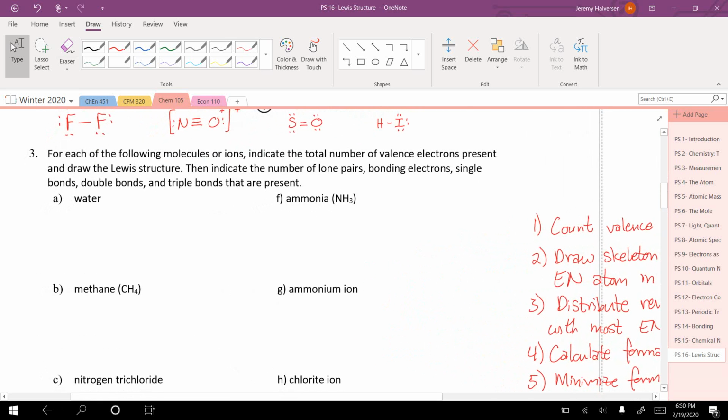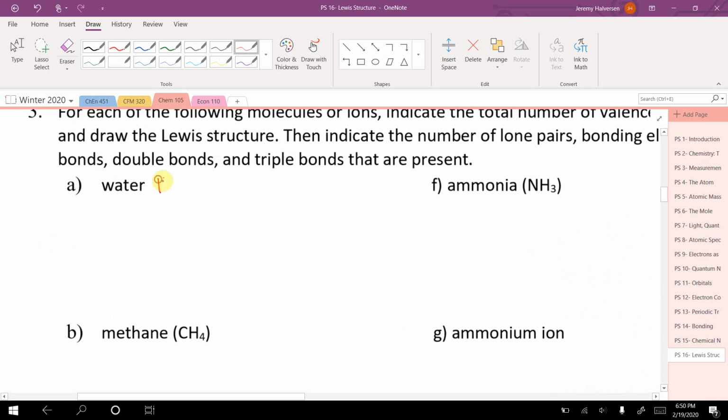All right, for each of the following molecules or ions, indicate the total number of valence electrons present. Draw the Lewis structure, indicate the number of lone pairs, bonding pairs, single bonds, double bonds, triple bonds. All right, so by drawing the picture, we're going to answer all of these questions. So, water is H2O, so I'm counting the valence electrons. That gives me 10 valence electrons.